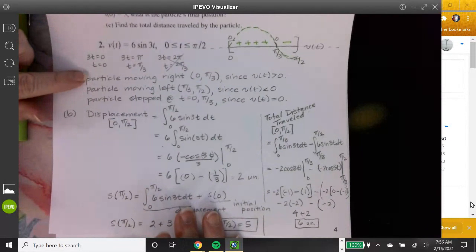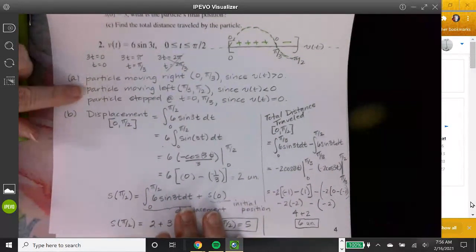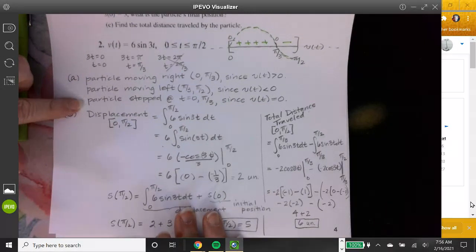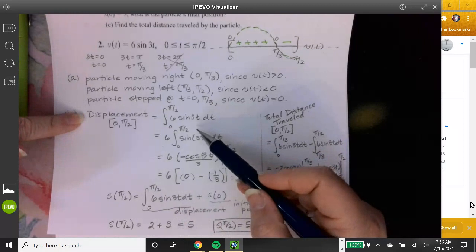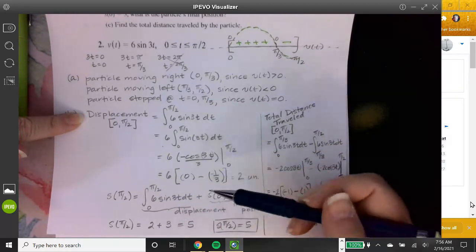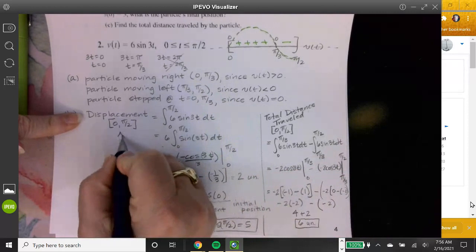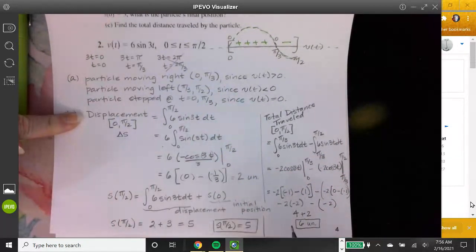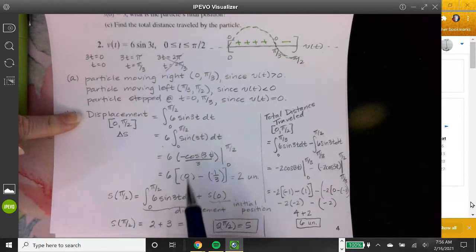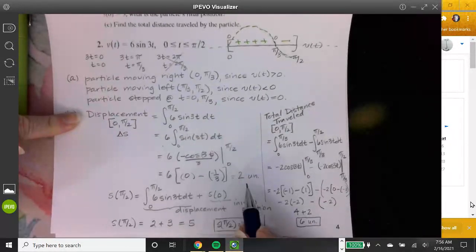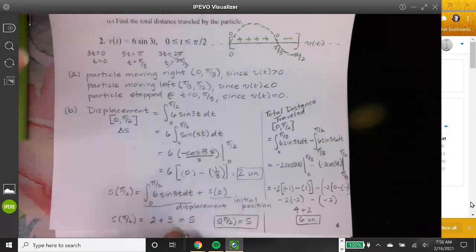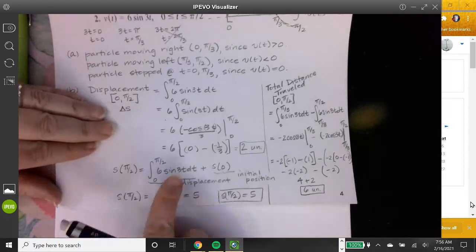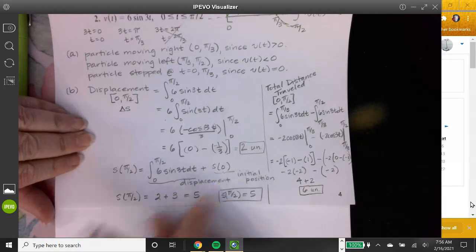So we know when it's moving right when the velocity is greater than 0. We know when it's moving left when the velocity is less than 0. We know the particle is stopped when the velocity is 0. The displacement is nothing more than the integral from 0 to pi over 2, because this is delta S. And we did the antiderivative and got 2 units was our displacement. And then to find where your final position is, you take your displacement, which is the integral, and you add it to the initial position.